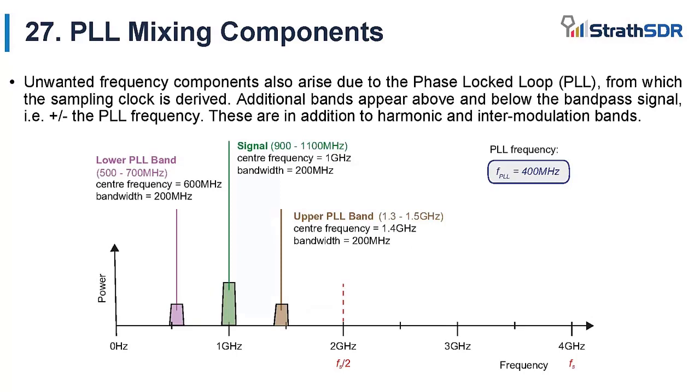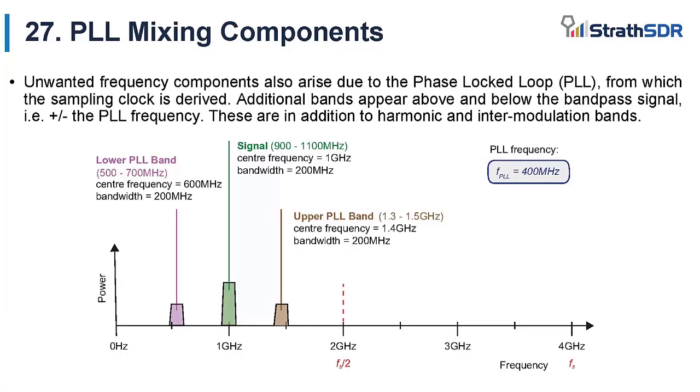In addition to the various harmonics and intermodulation products which arise from the amplifier, the RF-ADC and RF-DAC themselves contribute some imperfections. This arises due to the PLL or phase lock loop, which is used to derive the sampling clock, and there are also terms which are related to the sampling clock and the interleaving factor of the DAC or ADC.